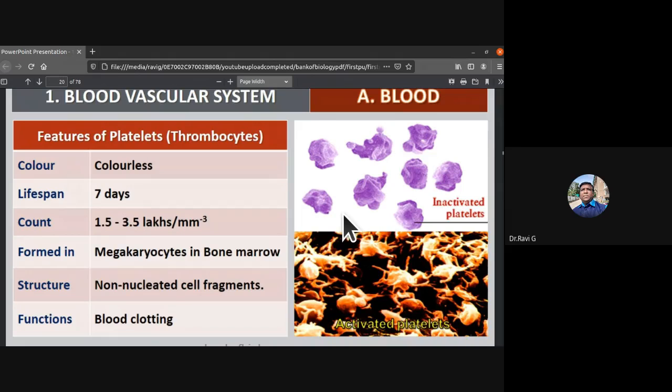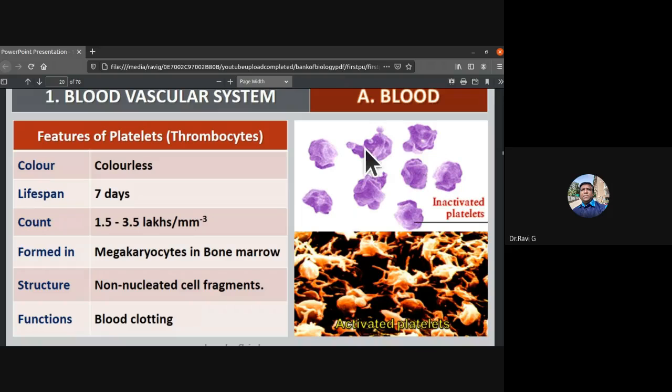So the blood platelets or thrombocytes are colorless. Their lifespan is 7 days. They are 1.5 to 3.5 lakhs per cubic millimeter of blood. They are pinched-off fragments from megakaryocytes of bone marrow. They are non-nucleated cell fragments. They help in clotting of blood.